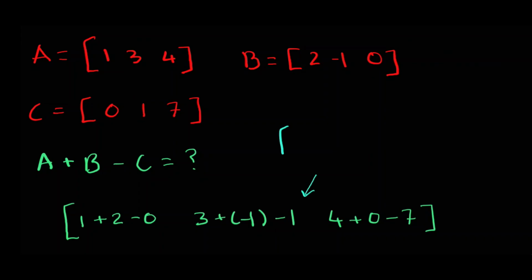And simplifying that, you get 3, and 3 plus negative 1 minus 1 is 1, and 4 plus 0 minus 7 is negative 3. And that's how you add and subtract matrices.